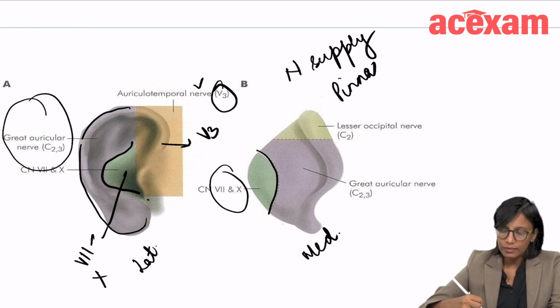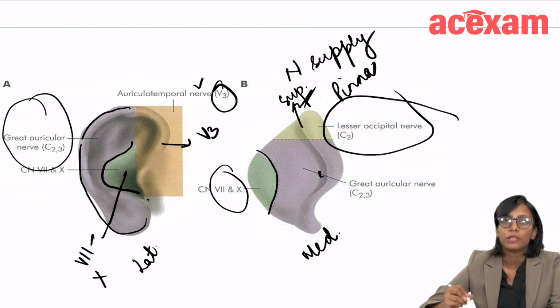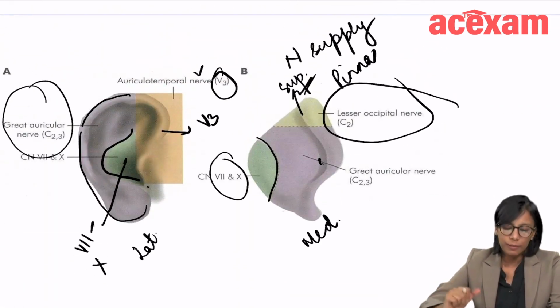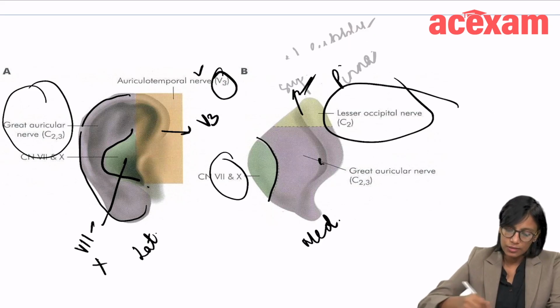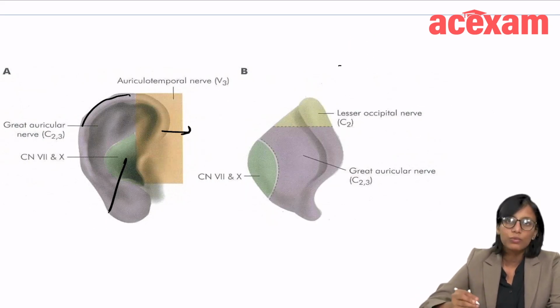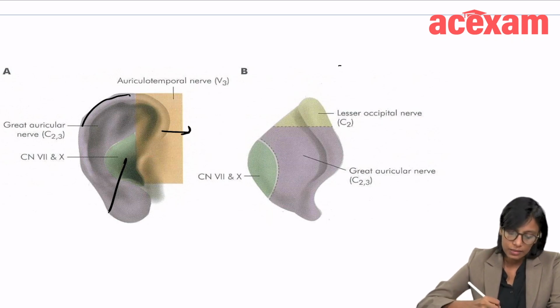Most of the part of the pinna is supplied by the greater auricular nerve, except for the superior part, which is supplied by the lesser occipital nerve, right? So what is the significance of the greater auricular nerve supply to the pinna? In certain conditions, there is anesthesia over the pinna.